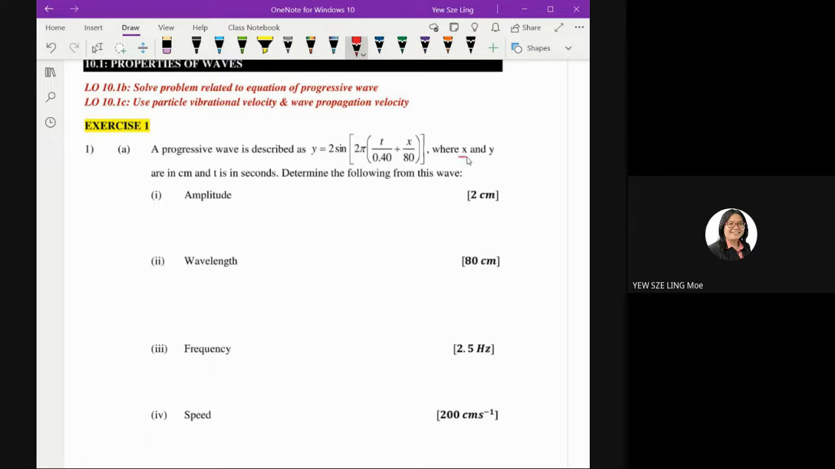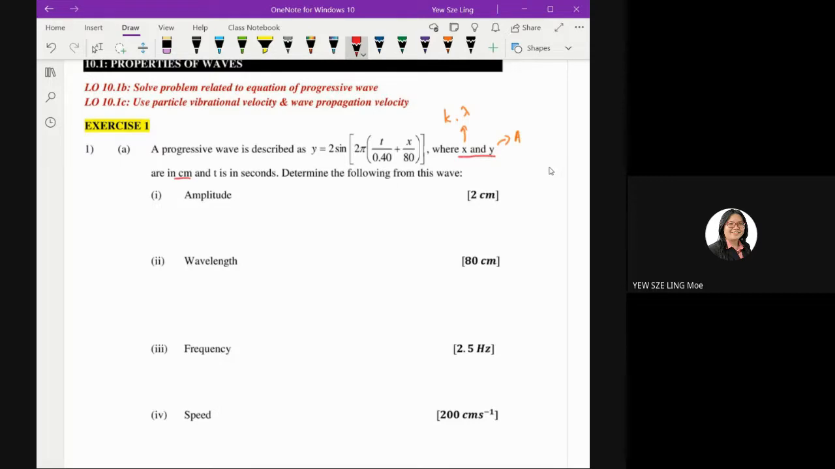Again, you have x and y and it tells you the unit. Other than y, you need to mention the unit for x as well. Why? Because you use x to determine the unit for k and lambda, whereas y is used to determine the unit for amplitude. So in this subtopic, you need to mention the unit for x and y. They might have different units, not always the same. Maybe x is in meters and y is in cm. That can happen.